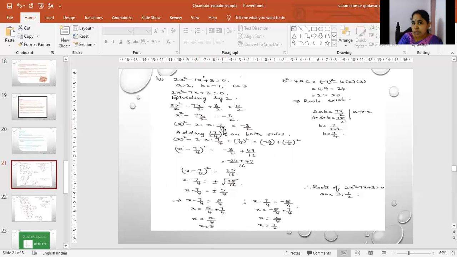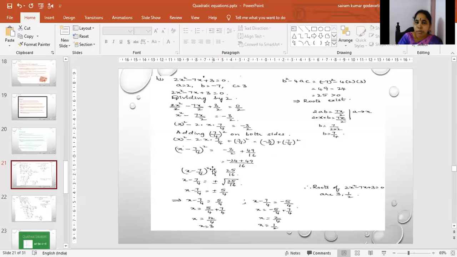The b square term is missing to complete the square. Remember, it is the method of completing the square. So the term b square is missing. The value of b is 7 by 4. So adding 7 by 4 whole square on both the sides, you get x square minus 2 into x into 7 by 4 plus 7 by 4 whole square is equal to minus 3 by 2 plus 7 by 4 whole square. Now simplifying it, I get x minus 7 by 4 whole square is equal to 25 by 16.